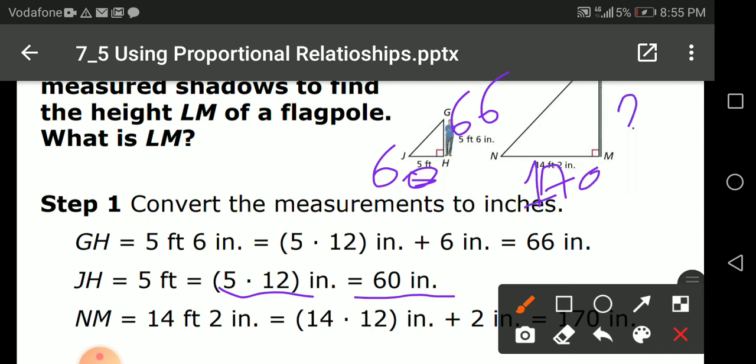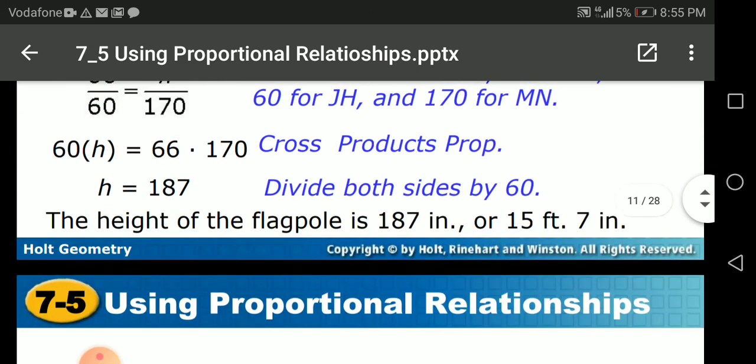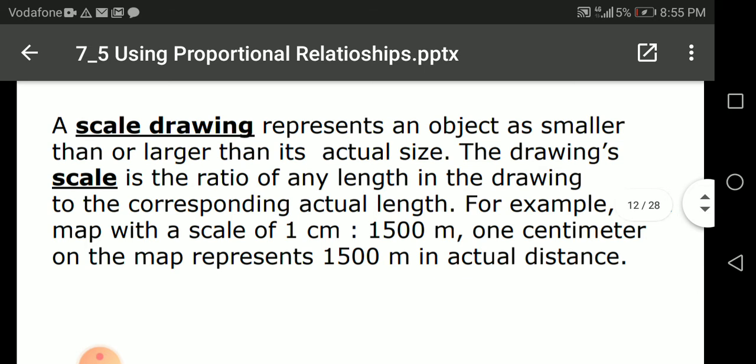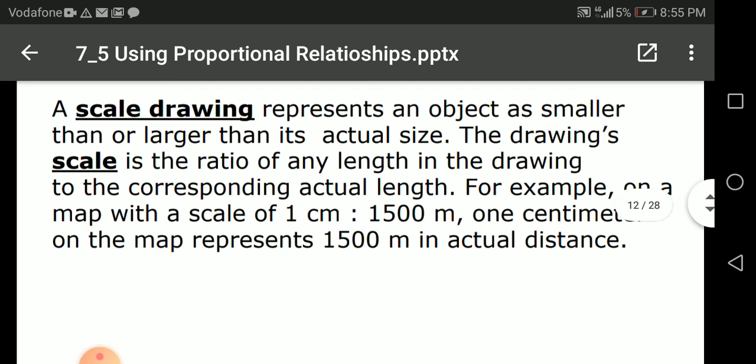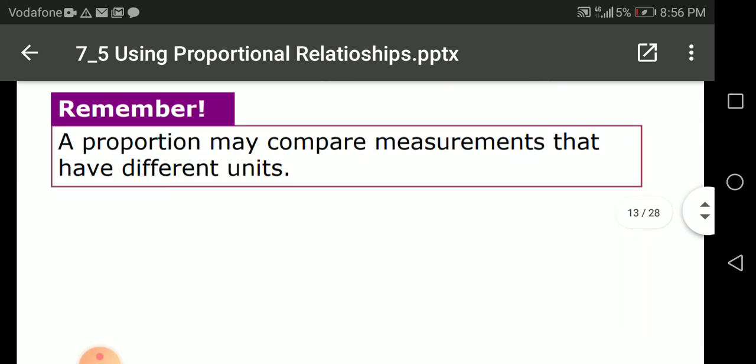Okay, and he needs this one, so I know that they are similar. You have also two perpendiculars, and you have J congruent to N because we have shadows here. The sun rays are parallel, so the same, guys. So I can get the value of H easily. Remember, a scale drawing represents an object as smaller or larger than its actual size. This is important to understand. Okay, my dear students, this is called scale.